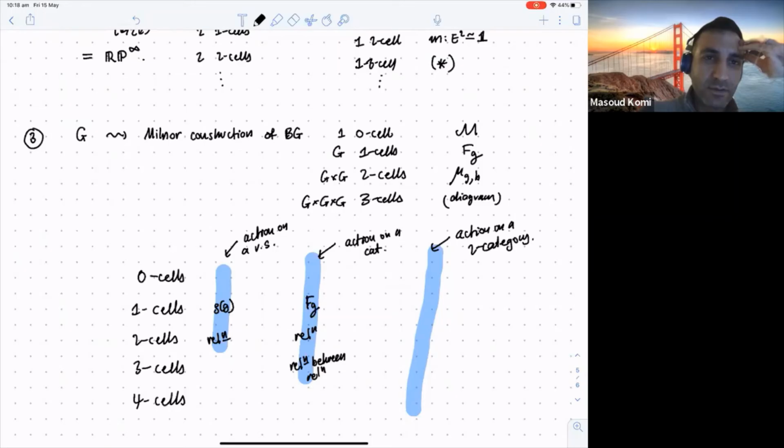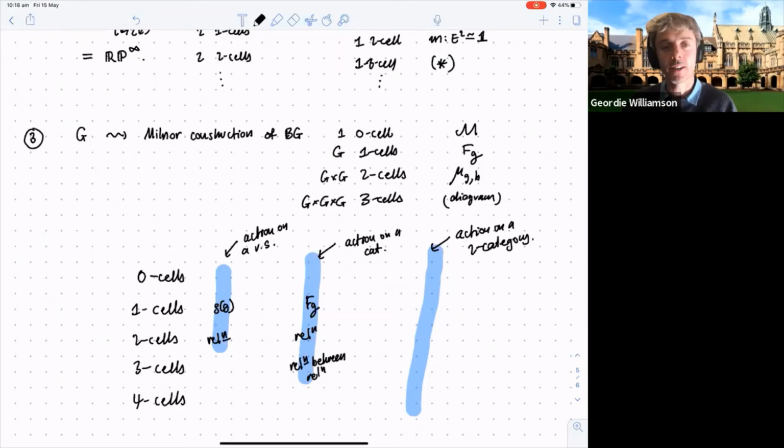Geordie, maybe there's something on the back of your mind that you didn't say, and that's that the action of G is supposed to be somehow related to some action of BG or something to do with BG. But what is the statement? So what is an action of G on a vector space? It's the same thing as a local system on BG. So BG has a point. It's a pointed space. We look at the stalk at that point, and we have a whole lot of endomorphisms of that vector space that give us the action of G.